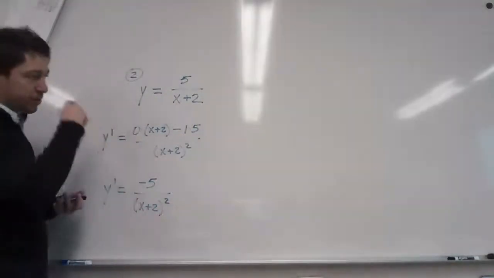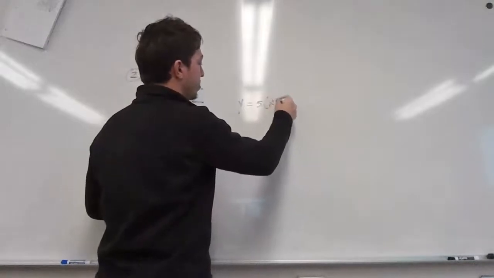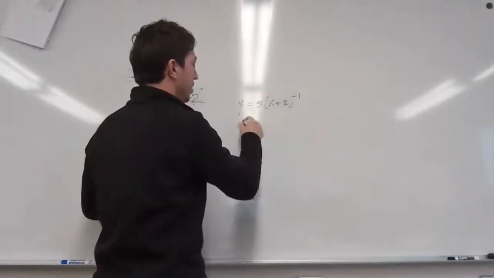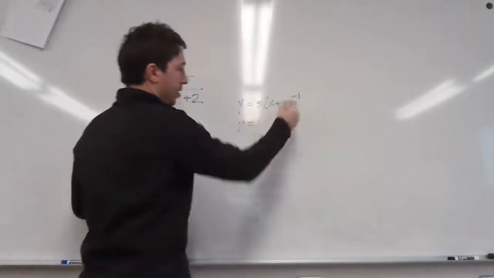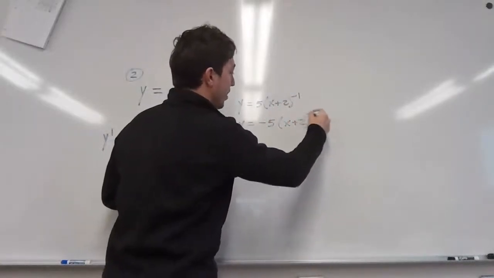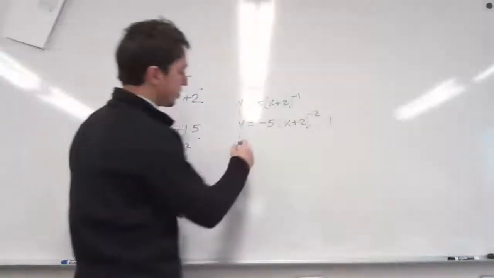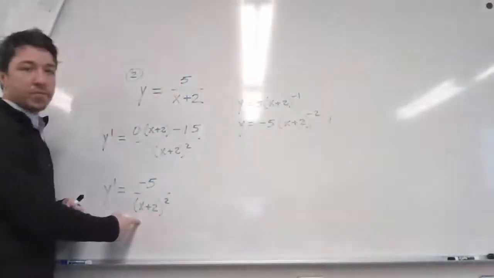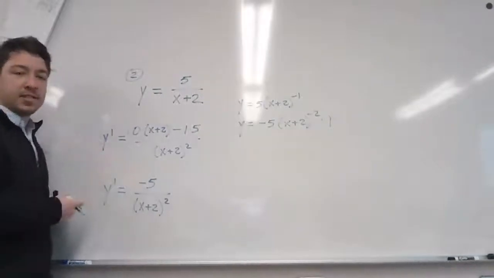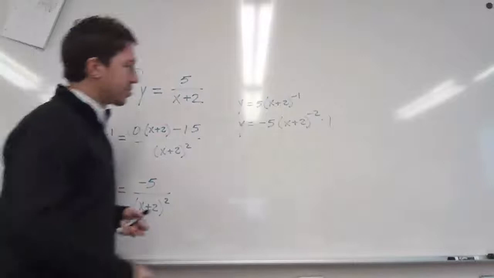If you had wanted to do the chain rule instead, you would have rewritten it as y equals 5 times x plus 2 to the negative 1, giving you a derivative of negative 5 times x plus 2 to the negative 2. Don't forget the u prime if there is one. We just need 1 in this case. And of course, that's the exact same thing. So however you decide to do it, your derivative is going to be negative 5 over x plus 2 squared.